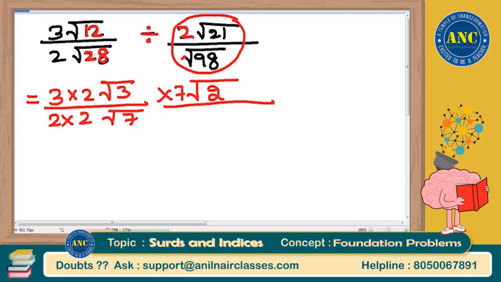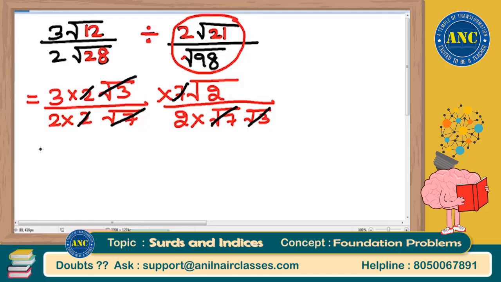Divided by, keep this 2 as it is. Square root of 21 is nothing but, 21 is 7 into 3. So the square root of 7 into 3 is root 7 into root 3, right? Simplify everything you can. This root 3 cancels, this 2 and 2 will cancel. Root 7 into root 7 is 7. 7 is cancelled with 7.